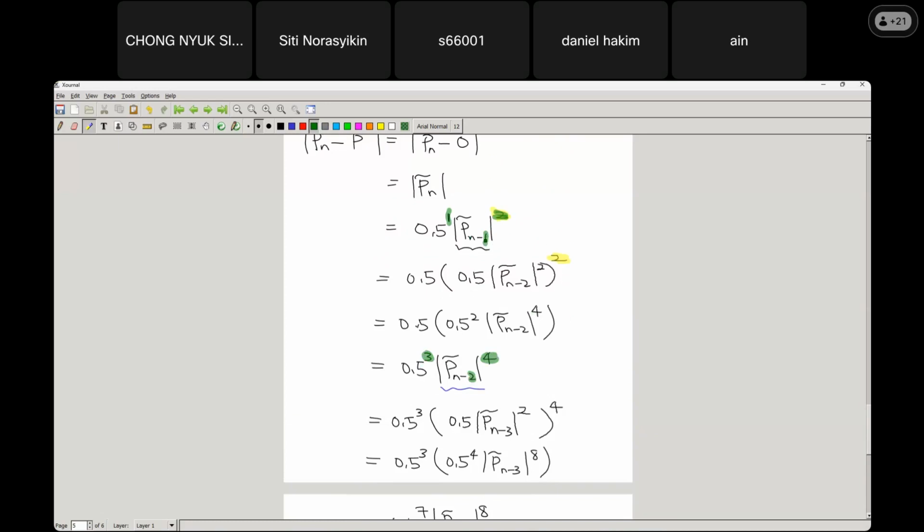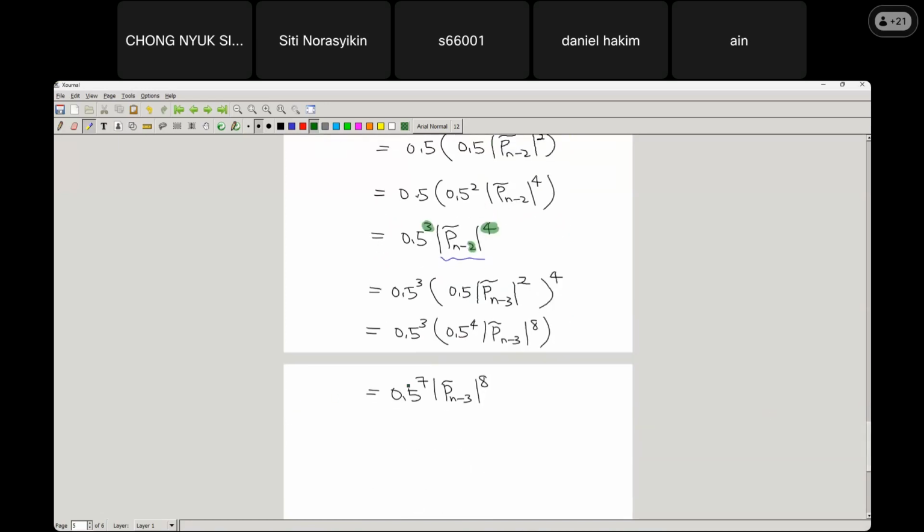Okay. You see, I know that. Okay. 1 here, I get 2. 2 here, I get 4. Okay, 1 here, and then 2 here. 2, Pn minus 2, 0.5 here, I get cube. But here is power 4. Okay, maybe you still cannot see the pattern. So what about this one? Can you see the pattern?